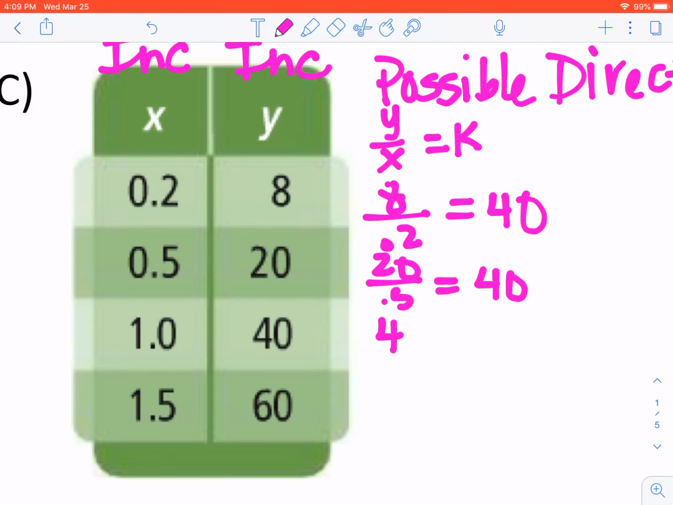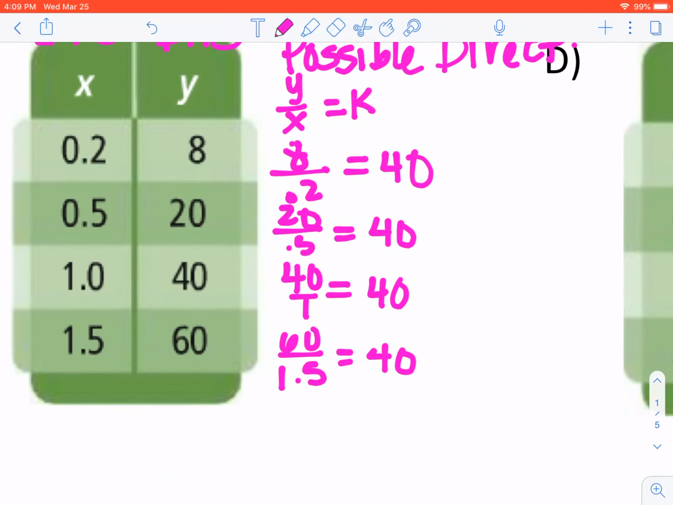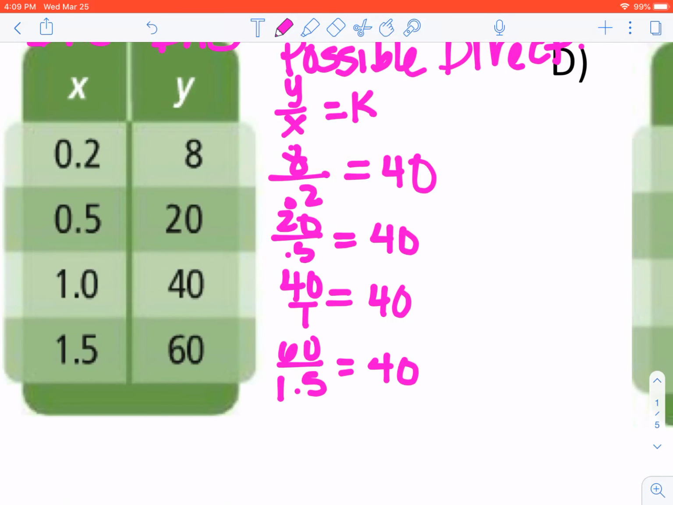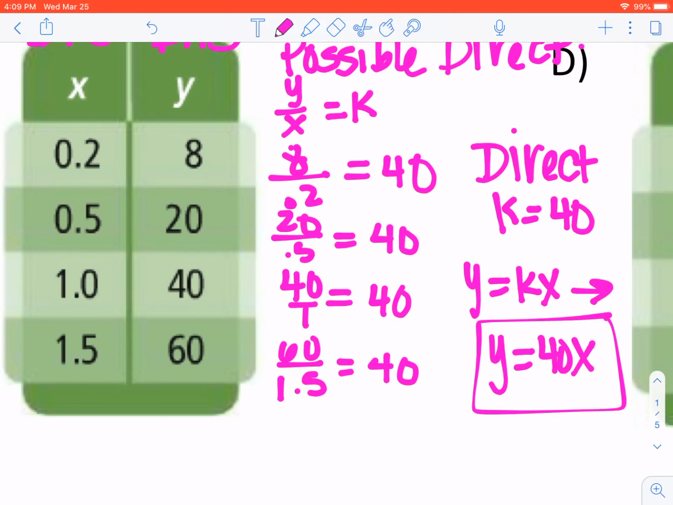And then I check 40 divided by 1 is 40. And then 60 divided by 1.5, and I also get 40. So I see that they're all the same. All our k values are 40, so we do in fact have direct variation. And what we have is our constant is equal to 40, and then our equation now for direct variation is y equals k times x. Okay. And so with our k equal to 40, we have y equals 40x. And that is our answer here.